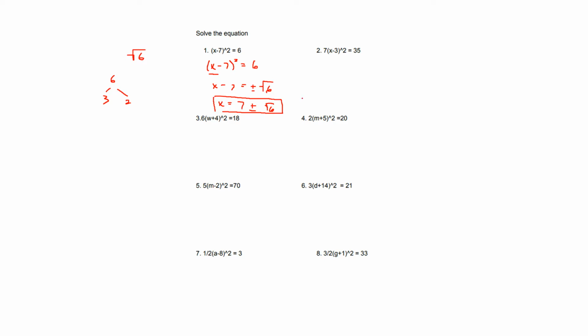For number 2 here, you can isolate the x minus 3 squared by dividing both sides by 7, so 35 divided by 7 is 5. The inverse of a square is a square root, so it becomes x minus 3 equals plus or minus square root of 5. x equals 3 plus or minus square root of 5. And again, 5 is just a prime number, 5 and 1. There's nothing you can pull out, so you just leave it like this.